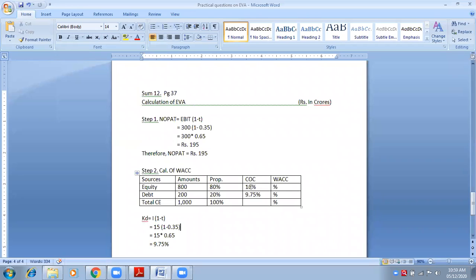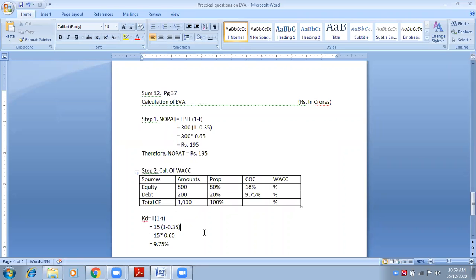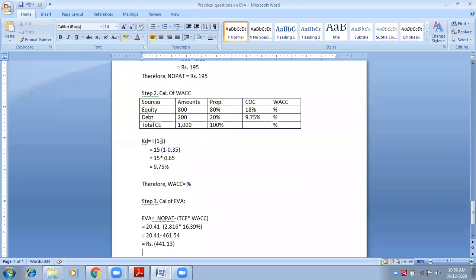What is cost of debt? 15%, but the tax rate is given. And in the bracket, they say pre-tax, but I want post-tax. So the 15% which is given, I will have to convert into post-tax. To convert it into post-tax, we need to apply the formula. Which formula? KD = I(1 minus T).